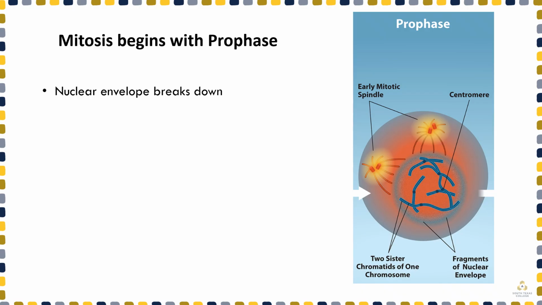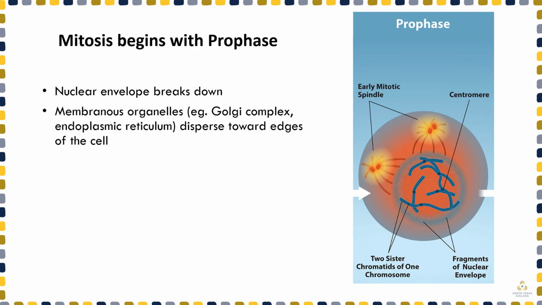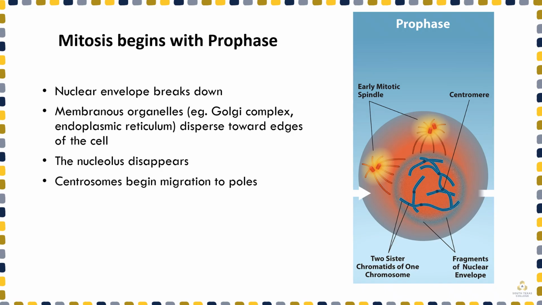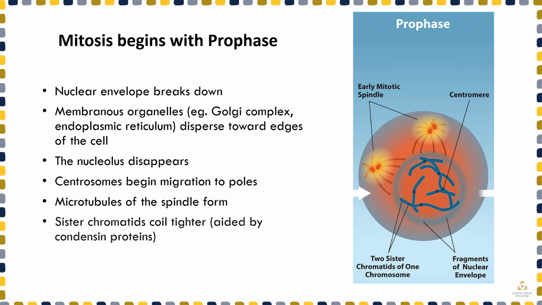In prophase, the nucleus is going to break down, sort of dissolve, and then the other organelles are going to get pushed to the edge of the cell. The nucleolus, which was that dense region inside the nucleus, disappears as the chromosomes begin to condense. In animal cells, there are centrosomes that are going to migrate to set the poles and set up a network of fibers called spindle fibers, and the chromosomes are going to begin to condense into these very compact shapes.